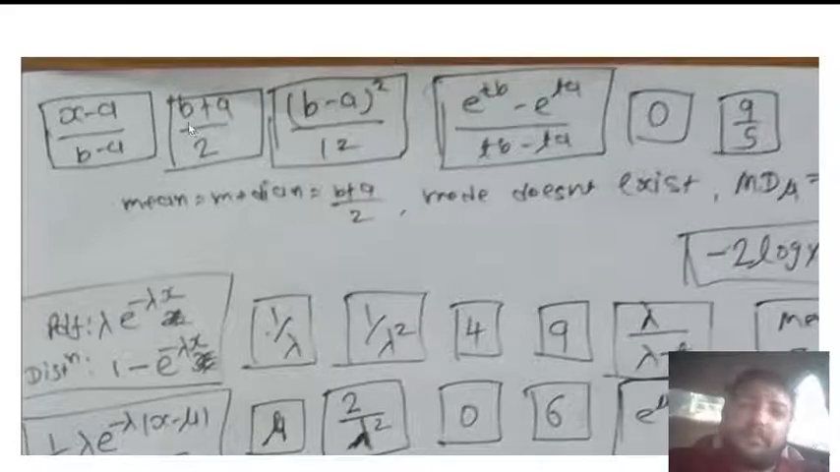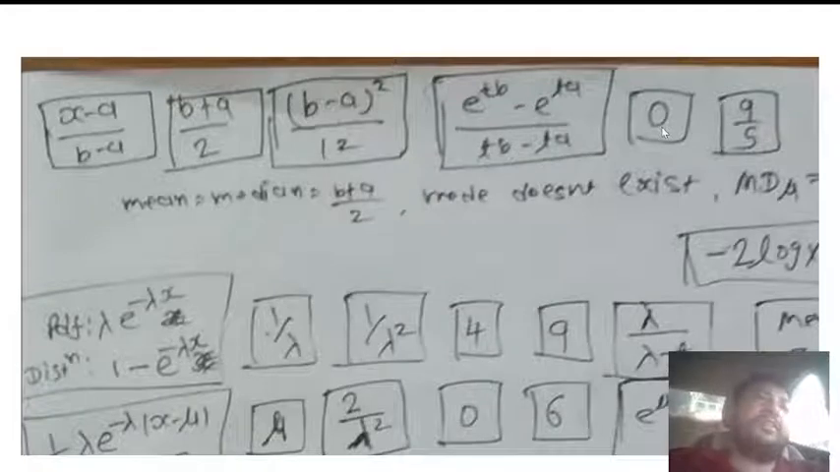Then b plus a by 2 is the mean of the rectangular distribution function. b minus a all square upon 12 is the variance of the rectangular distribution function. e raised to tb minus e raised to ta upon tb minus ta is the moment generating function of the rectangular distribution function.